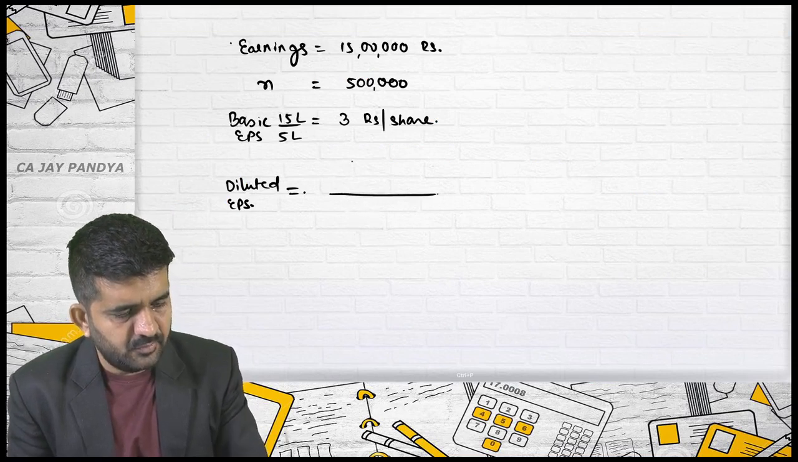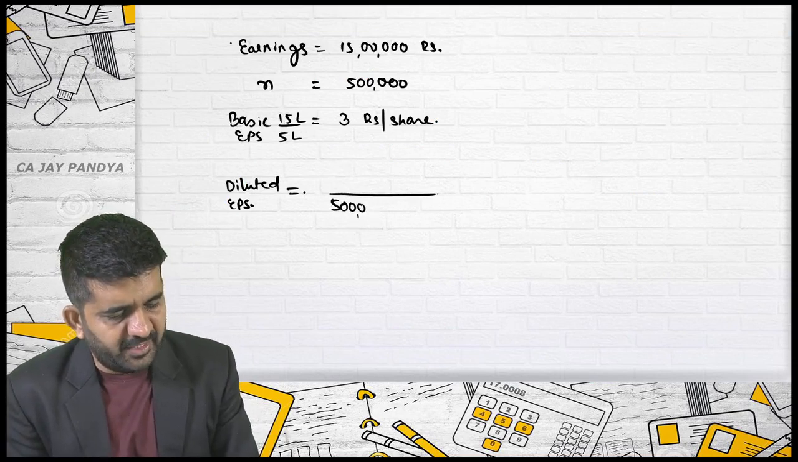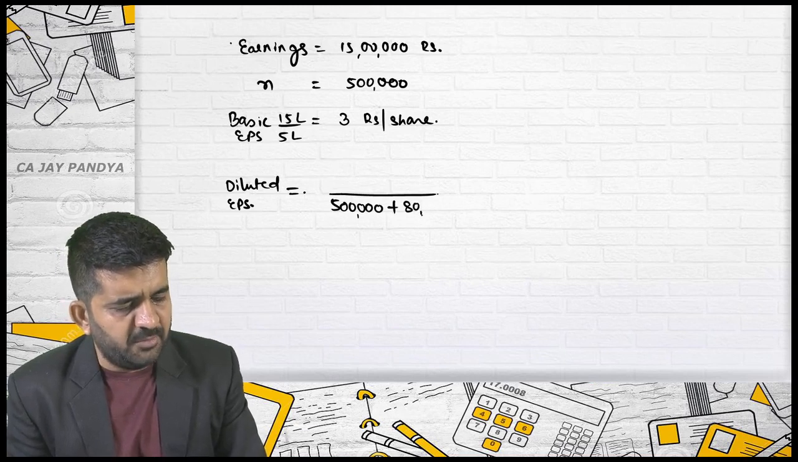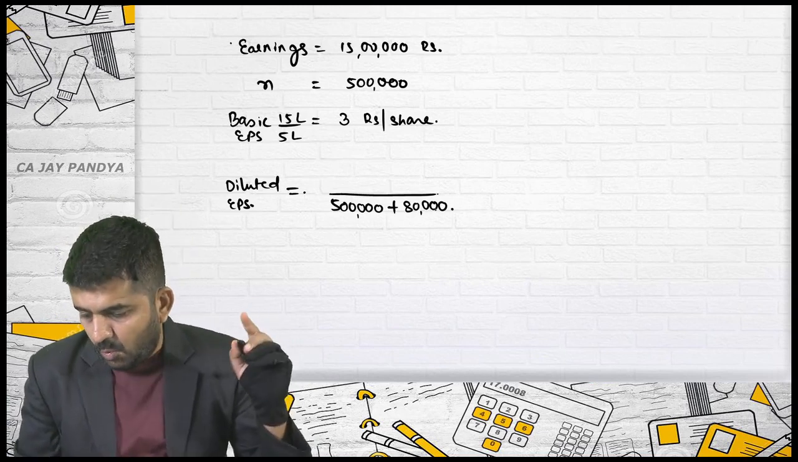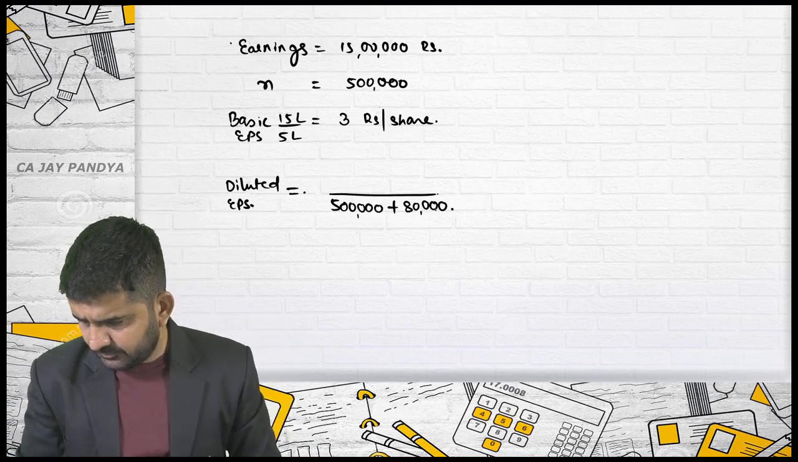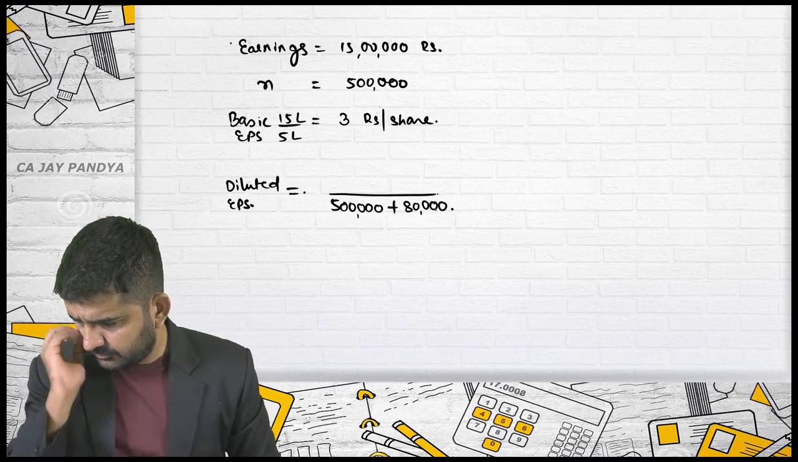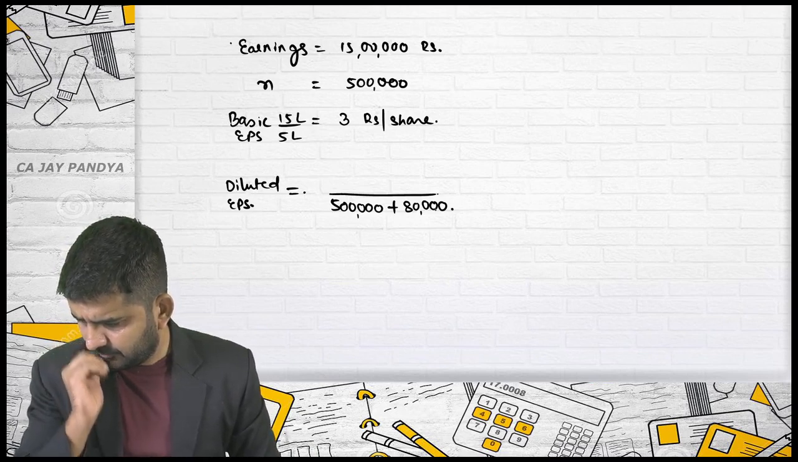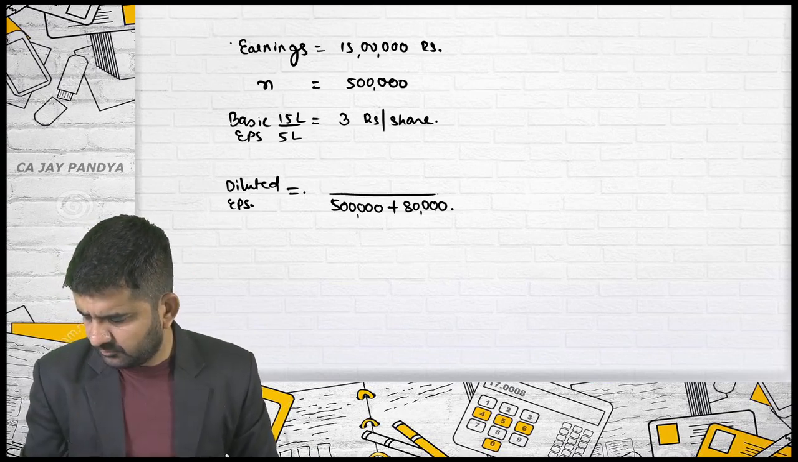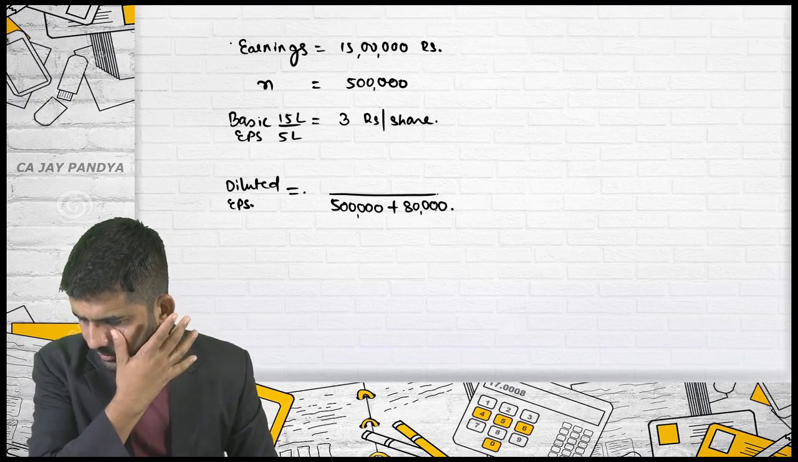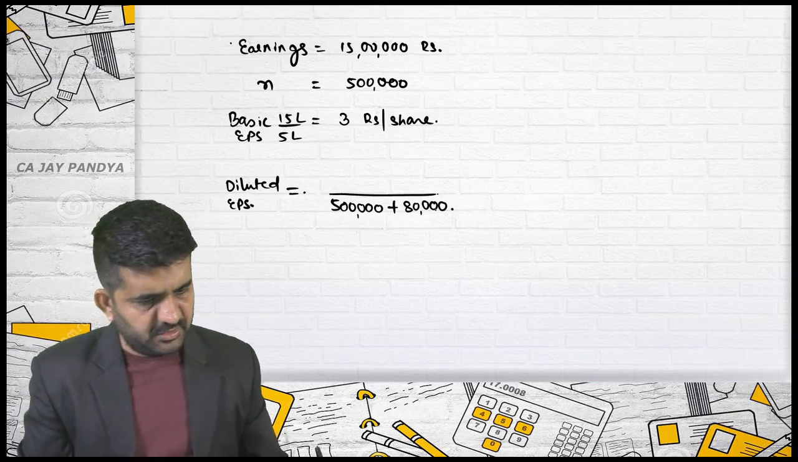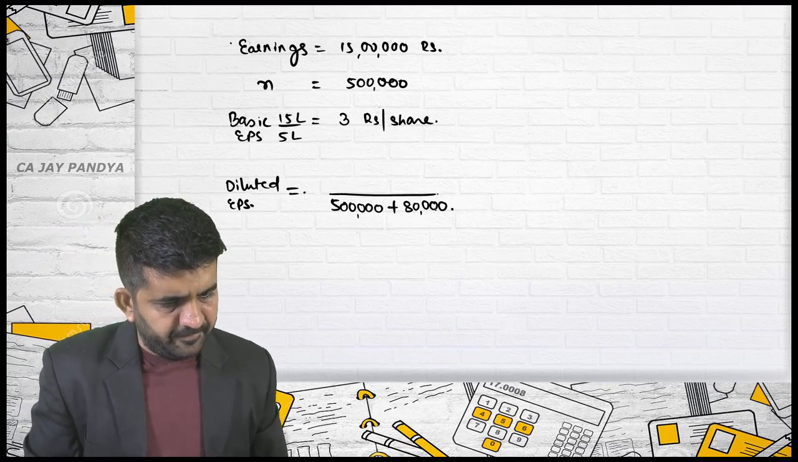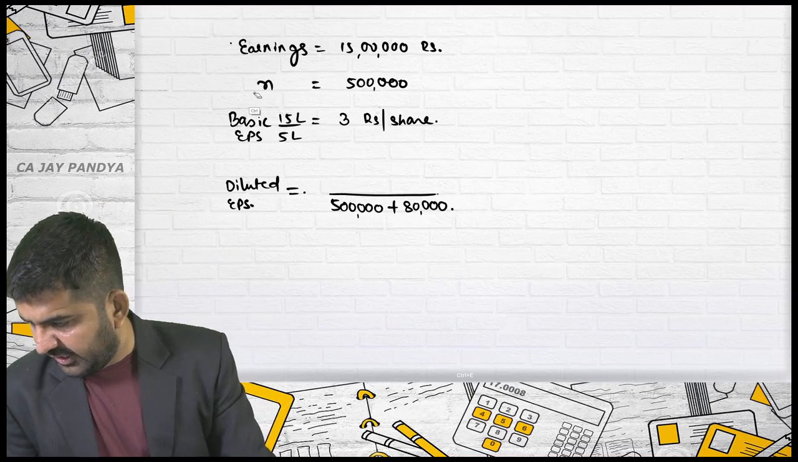What is the original number of shares? 5 lakhs, plus the number of shares that will increase is 80,000. Is it alright? What I should be taking as earnings... yes, this is incorrect, because this is earnings.